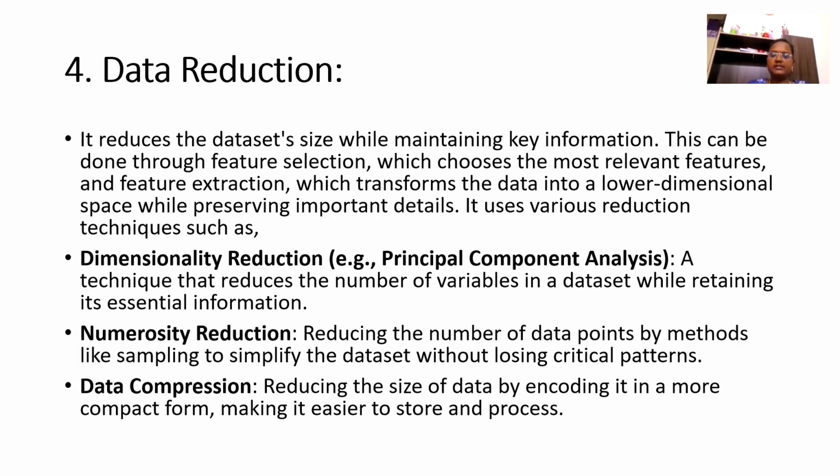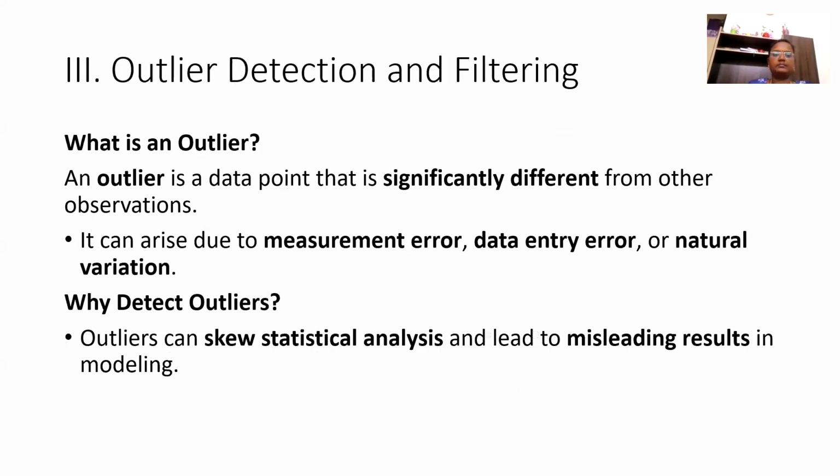And data compression reduces the size of the data by encoding it in a more compact form, which makes it easier to store and process. That is the data compression method. And the next thing is outlier detection. Whatever we have seen in the previous slides are data pre-processing methods: cleaning, removing, data transformation, integration. Now we go to outlier detection and filtering.